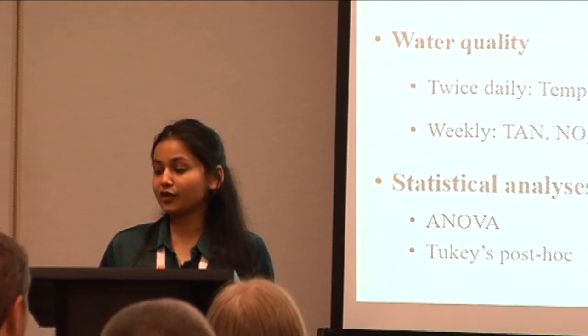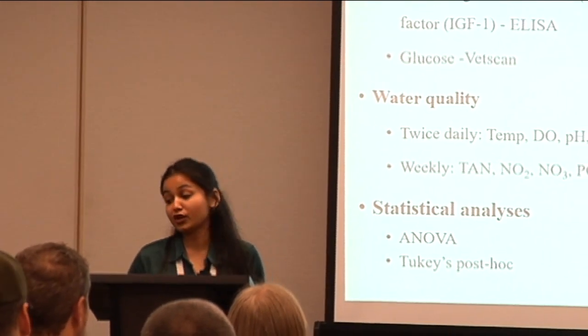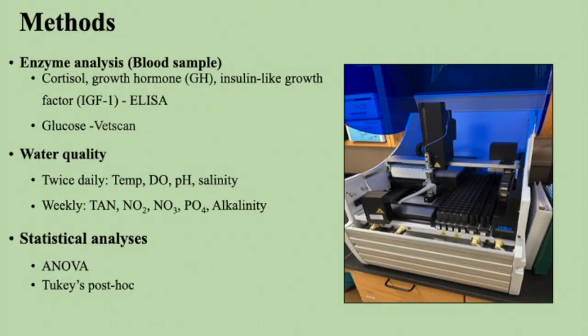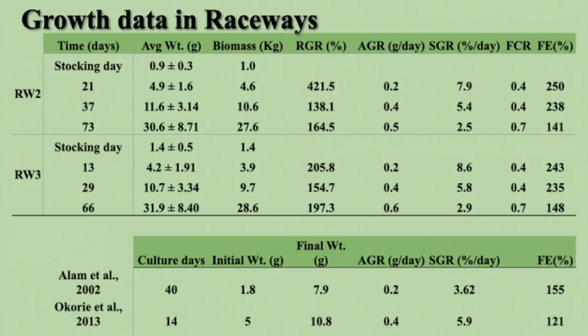Okay, I'll be using ELISA to analyze the blood samples for the cortisol, growth hormone, and insulin-like growth factor. And for the glucose, I'll be using the wet scan. And I'll be monitoring the water qualities like temperature, DO, pH, and salinity twice daily, whereas ammonia, nitrite, nitrate, phosphate, and alkalinity on a weekly basis. And for the stats, I'll be using ANOVA and Tukey's post-hoc test.